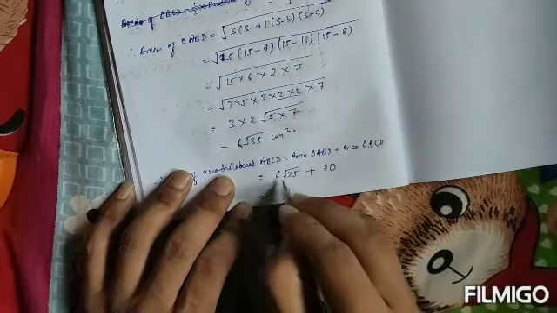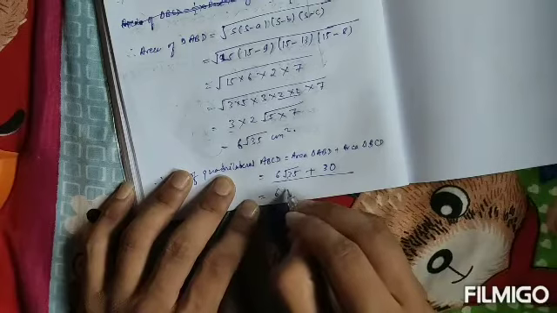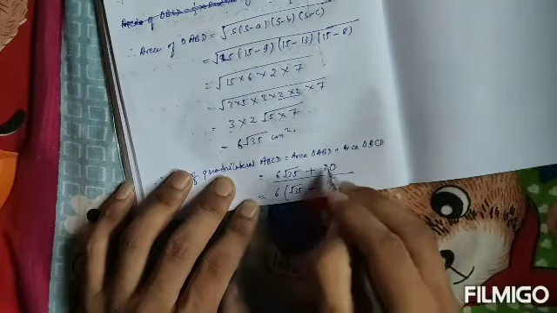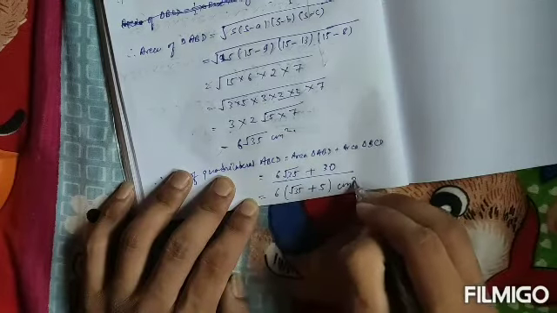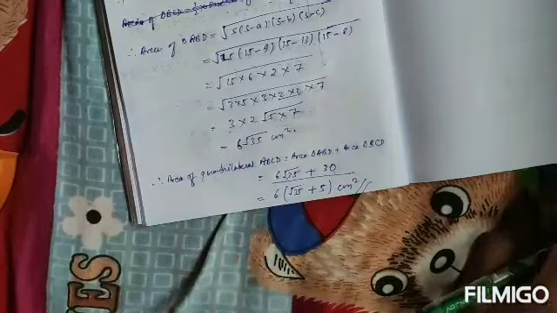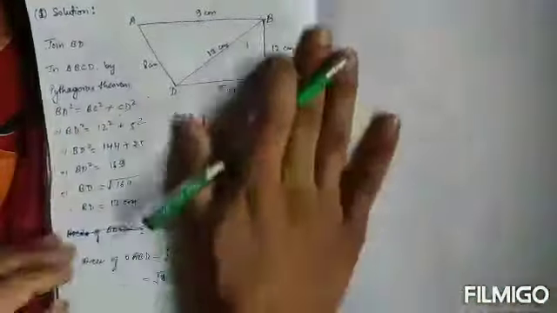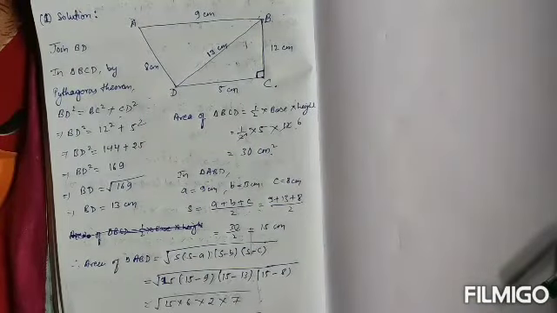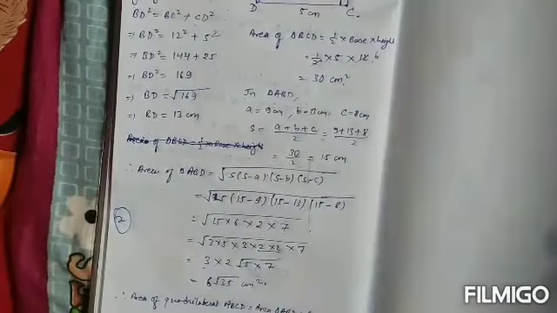Okay, so what I can take common from here, from this two, is 6, isn't it? So from here 6 is gone, root 35 plus 6, how many times is 30? 5 centimeter square. So this is the answer. So the answer is 6 into root 35 plus 5 centimeter square. Okay, so this is the area of this quadrilateral. Okay, so in similar way you can do question number 2 as your homework.